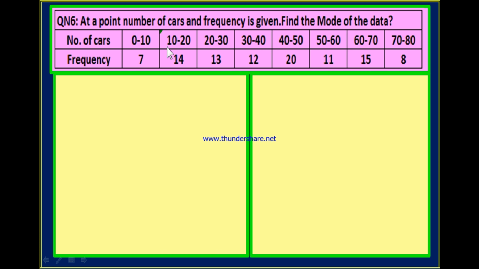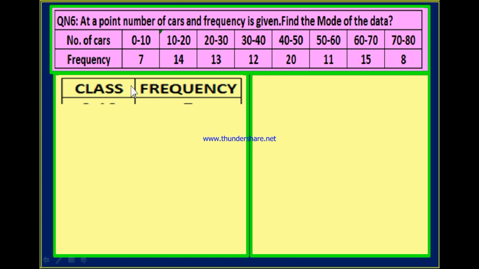Very good. Now, in order to find the mode, only two columns are sufficient. The first column is for classes and the second column is for frequency. In this case, from this data, you can consider the number of cars as classes and the frequency as frequency. Let us construct a table now. You see this. The first column is for classes and the second column is for frequency.